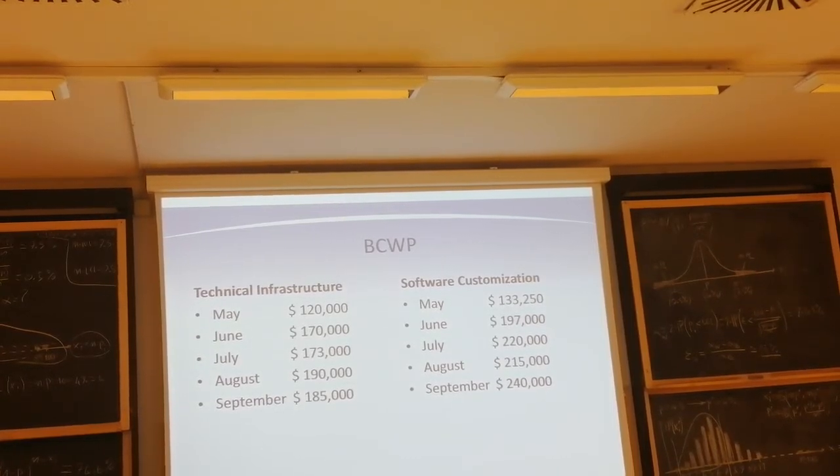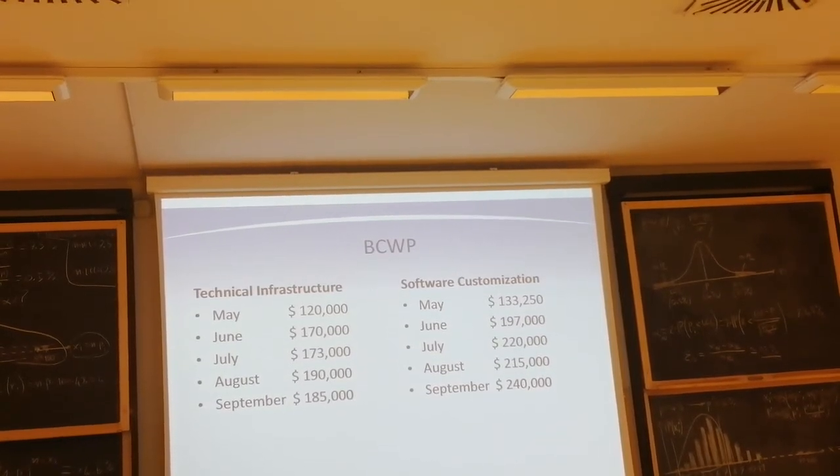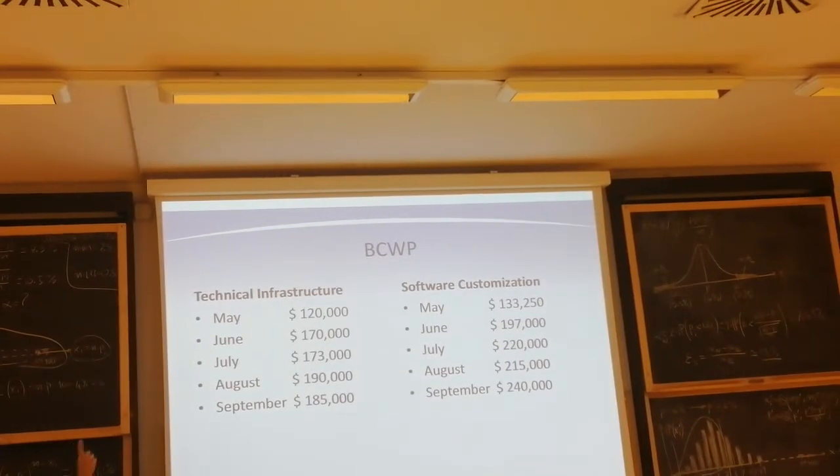Come on. So 120 plus 170 plus 173 plus 190 plus 185. The total is plus all remaining the software. So we cumulate all of this. We are at the end of September and it's 1,843,000. 1,843 and 25 and 250.